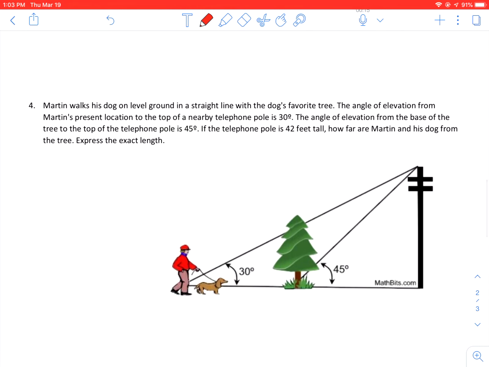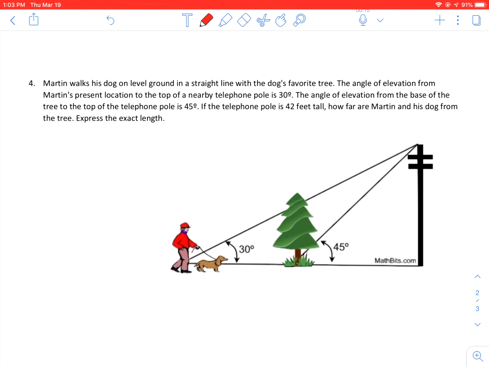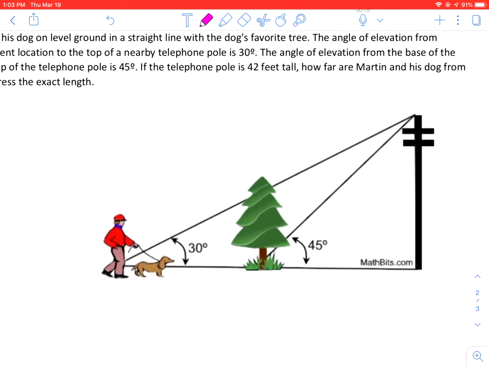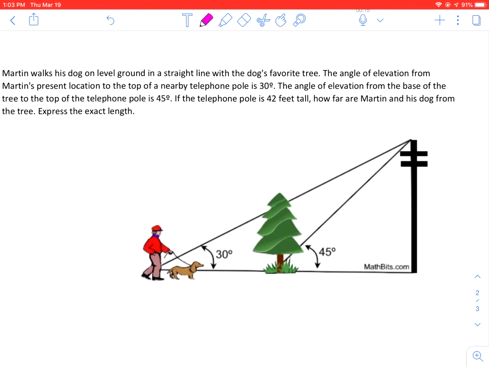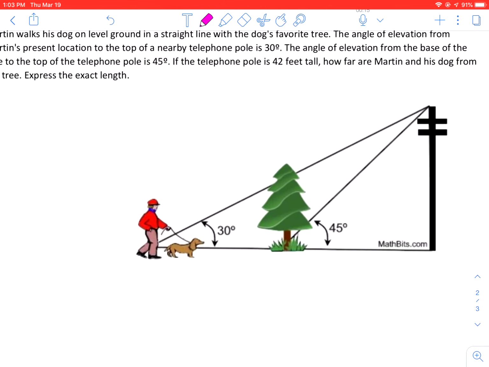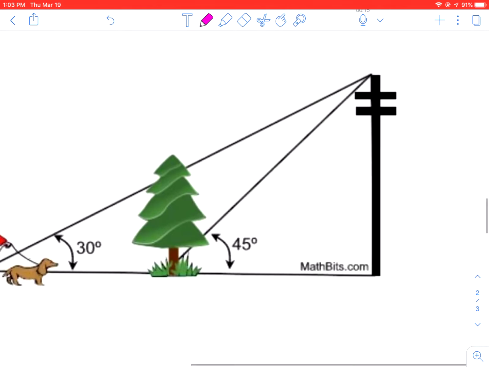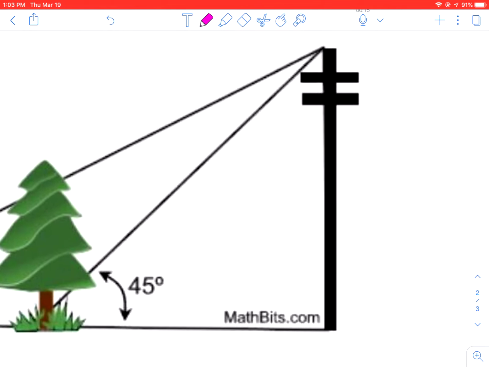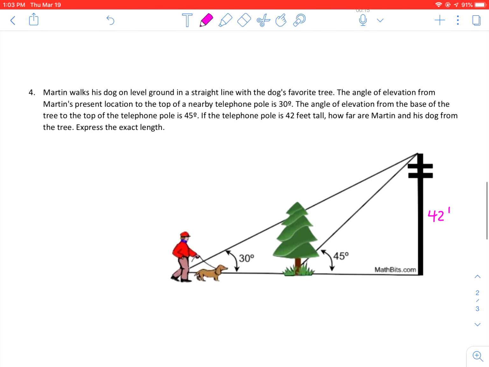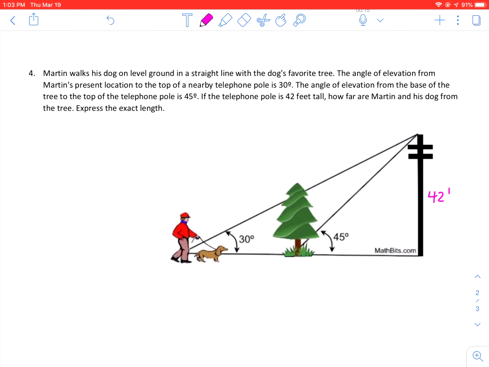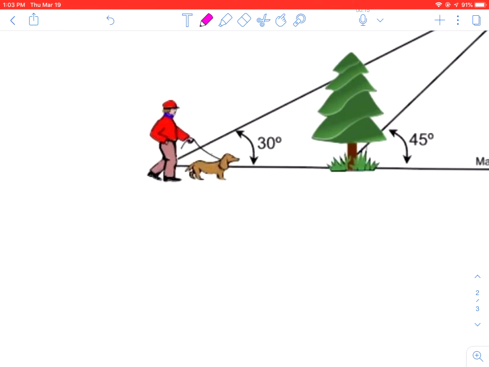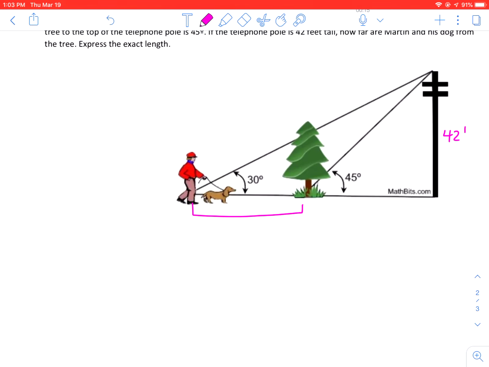Alright. And this last one. Martin is walking his dog. The angle of elevation from Martin's present location to the top of a nearby phone pole is 30 degrees. Angle of elevation from the base of a tree to the top of the phone pole is 45 degrees. If this telephone pole is 42 feet high, how far are Martin and his dog from the tree? So we want to find this distance.